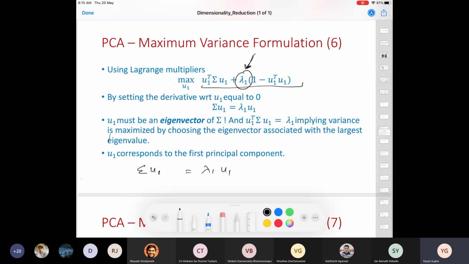What I'm going to do is multiply u1 transpose on both sides. That is the trick that I'm going to use. Because lambda 1 is a constant, I can write this as lambda 1 into u1 transpose u1. Can you tell me what this is?